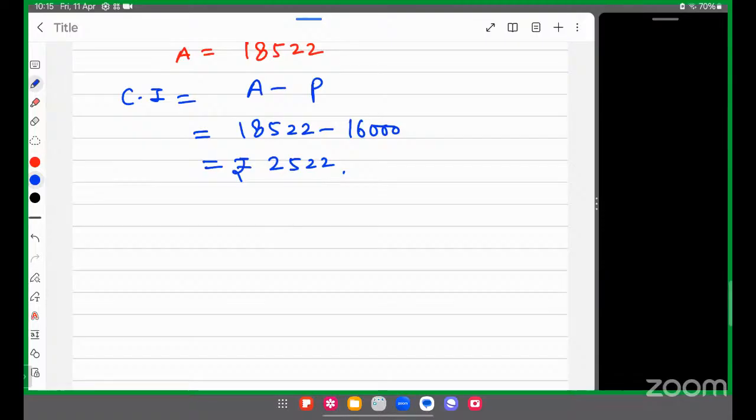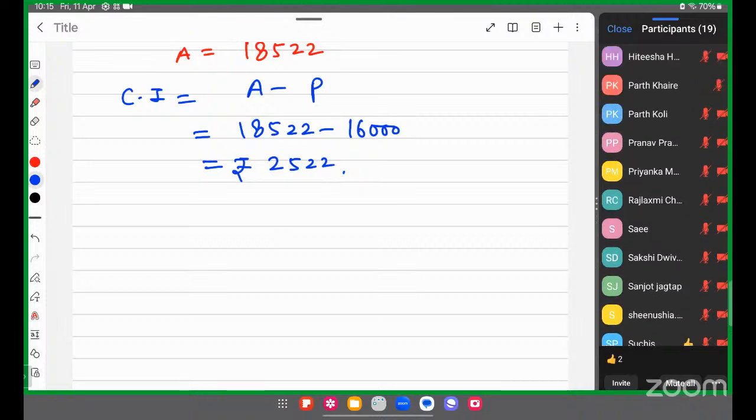Understood? Okay, now I will send you the PDF. Download it.